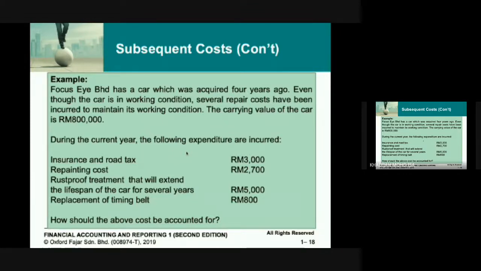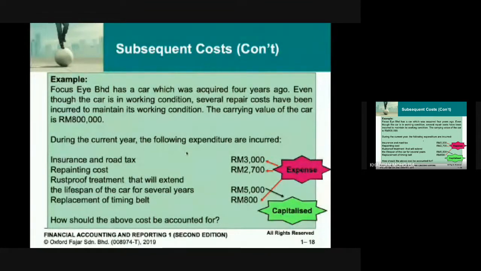So from these 4 costs, you have to decide which one is the revenue expenditure and which one is the capital expenditure, right? So I believe that the insurance and road tax, which you have to pay annually, the repainting cost is also an expense, and the replacement of timing belt is also an expense. But the rust-proof treatment, the 5,000 ringgit, is a capital expenditure. Why? Because that expense will extend the lifespan of the car, of the asset. That's why it becomes a capital expenditure.